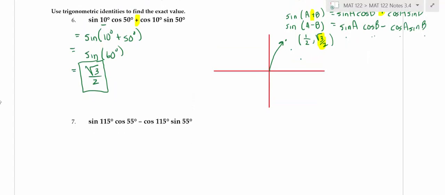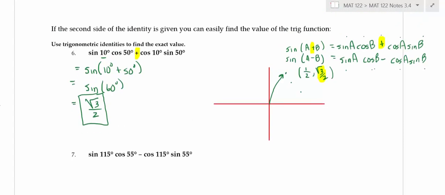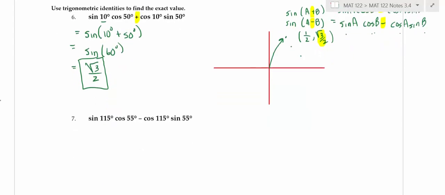Then the next problem goes more like this. You have sine, cosine, cosine, sine, same sign. So notice on this, minus, minus. So that means this one has to be the sine identity, the sine difference identity.